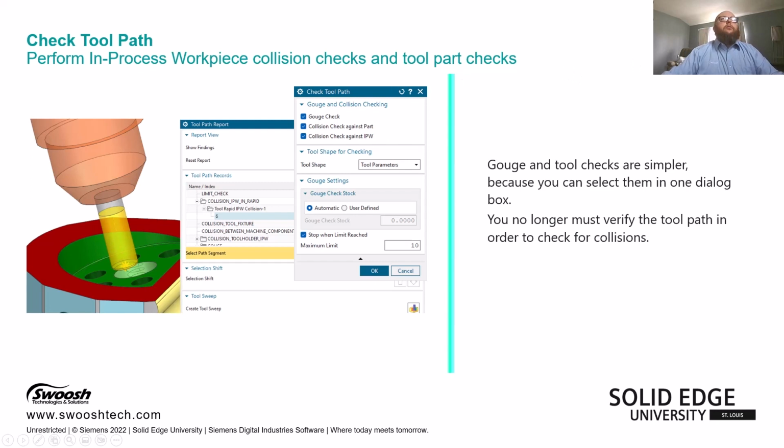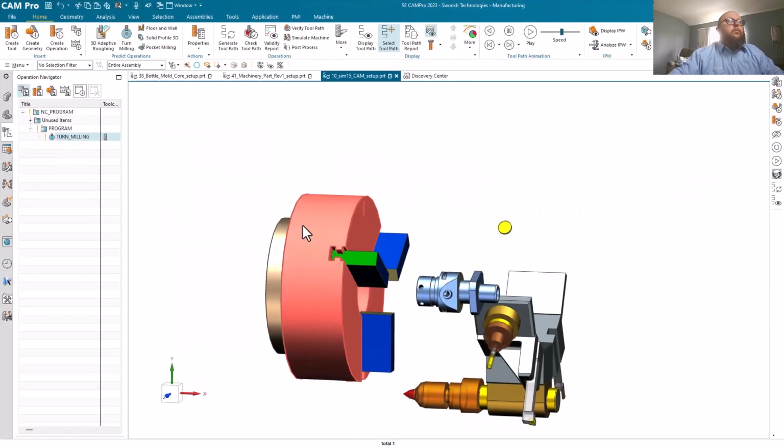And we have the ability to check for gouges, check for collisions of our tool and our holder against our part, as well as checking collisions of our tool and our holder against our IPW. This is a big benefit here. Without having to get into the full-blown simulation, you can use the check toolpath functionality for checking against your IPW. So we'll just take a quick look just to see what this check toolpath looks like.